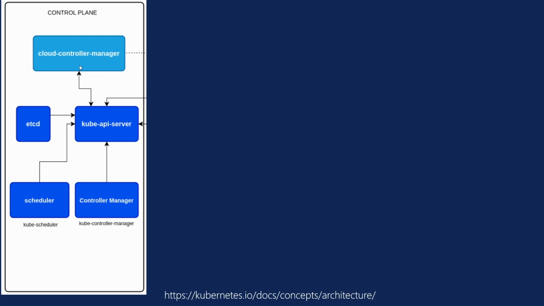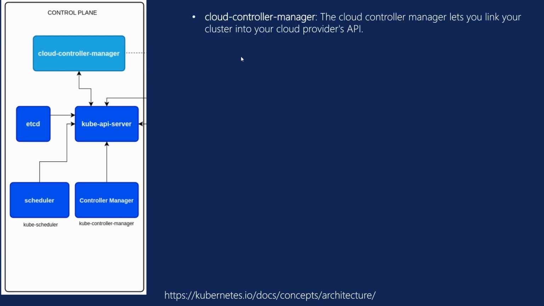Now, each and every one of these components constitutes the control plane. The first one is the Cloud Controller Manager. This Cloud Controller Manager lets you link your Kubernetes cluster with your cloud provider's API. What does this mean? Normally Kubernetes aims to be cloud agnostic, as we said before, and tries to be platform agnostic.